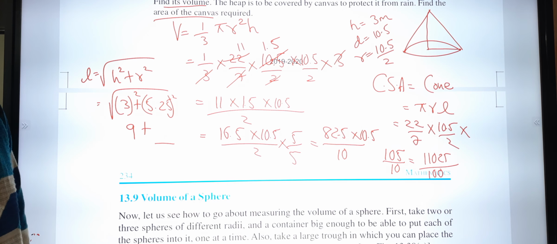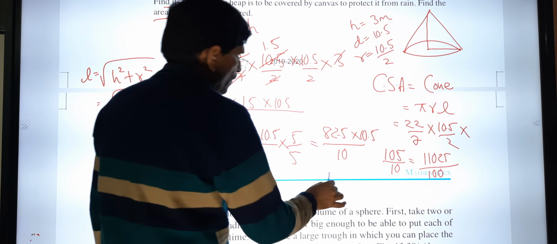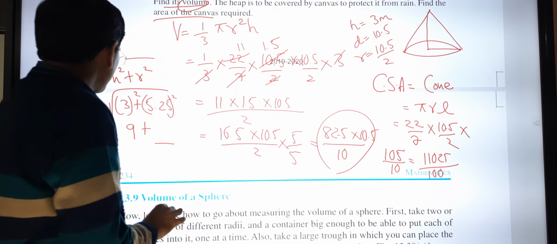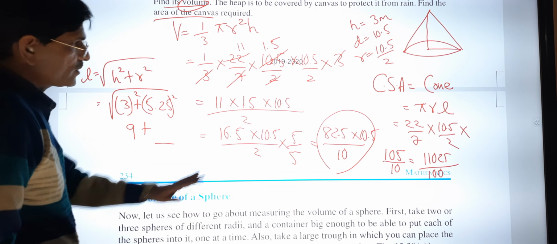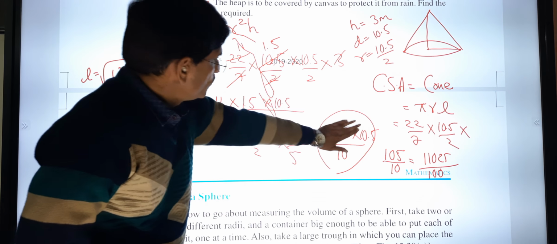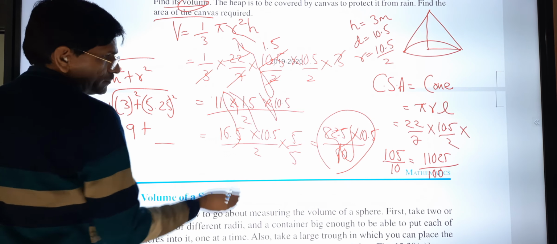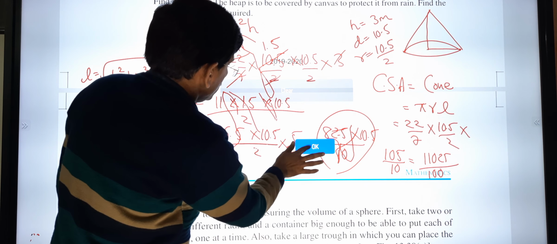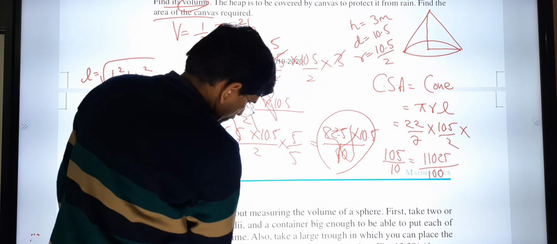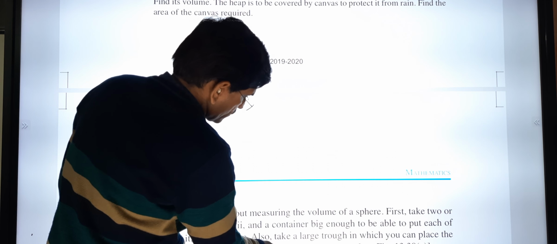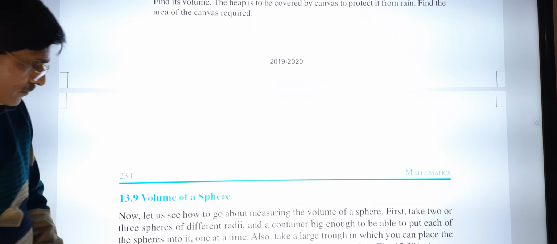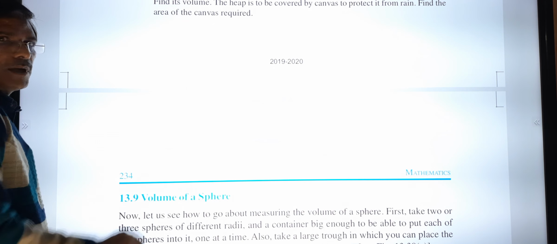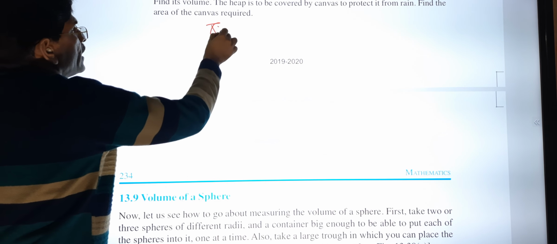I hope that you have cleared it. So two things you have to do. Either first of all find out this value, you will get area, volume. When you find out the value of l, because 525... let me rub everything. Okay, I have rubbed everything because we want to find out now pi r l.